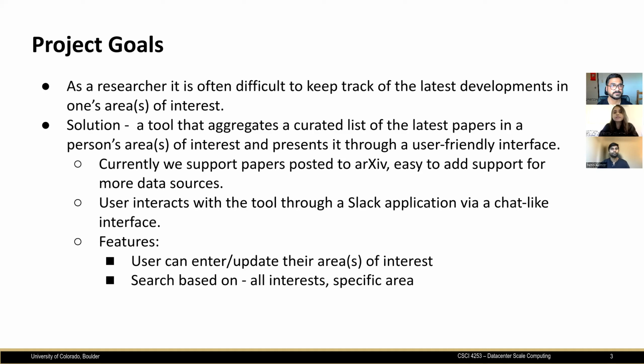As grad students involved in research, we find it difficult to keep up with the latest research in our areas of interest. So this motivated us to create a research paper aggregator to display all the latest papers at one place. The current version of our tool supports papers posted to arXiv, but this can be easily extended to include other data sources as well. Users interact with the tool through a Slack bot in which they can enter and update their areas of interest and send search queries to display the latest papers.